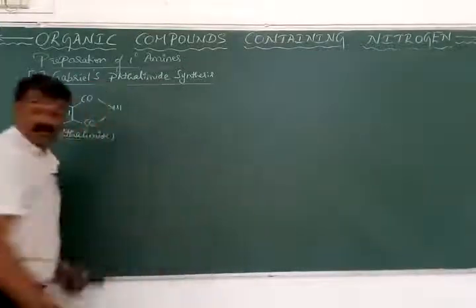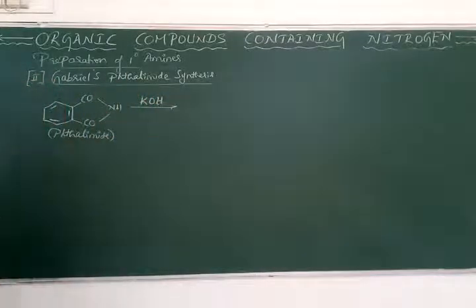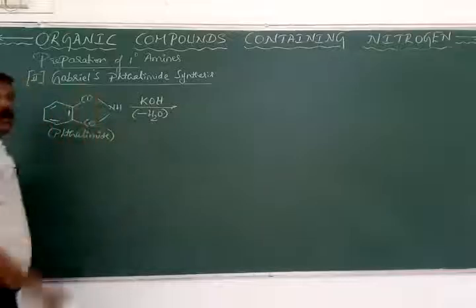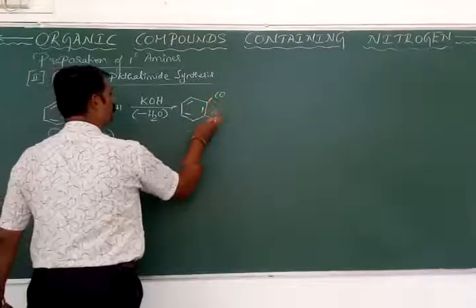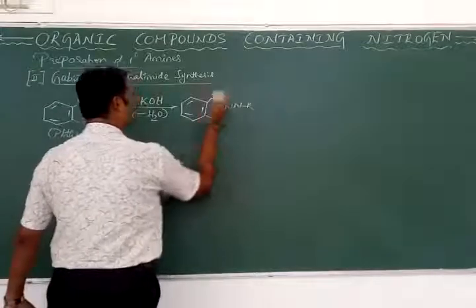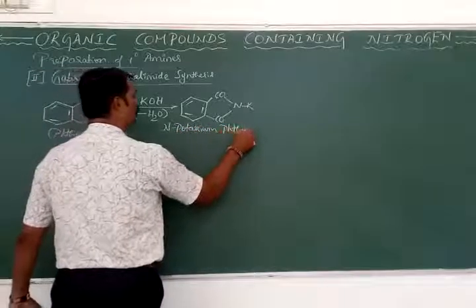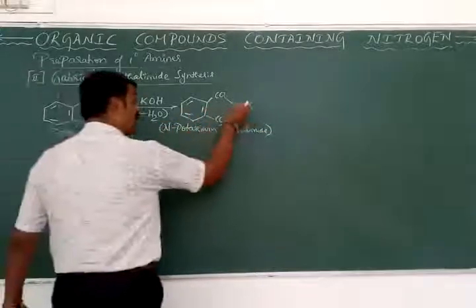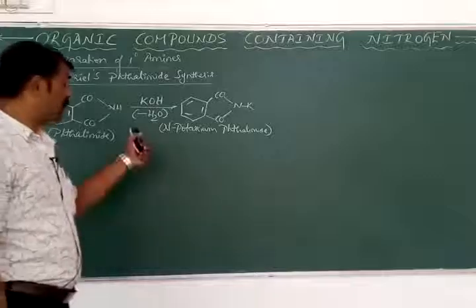Now this phthalimide is first made to react with aqueous KOH or alcoholic KOH. Here it is H, here it is OH. Therefore, this is removed in the form of water. Now, the product that has been obtained is CO, CO, N, N, where instead of H, there is a replacement by K. This is called N-potassium phthalimide. Why is it called N-potassium? Because the potassium is attached to the nitrogen atom. That is why we use a new prefix, capital N. N refers to nitrogen.